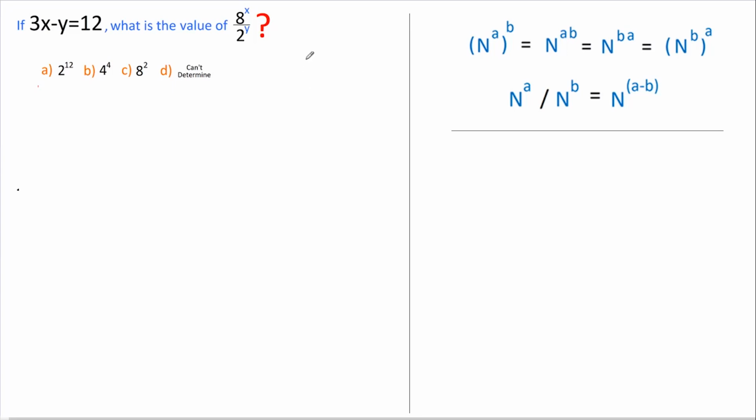Hi, welcome back. Today we're going to have a go at this question. It's said to be a hard SAT question, but I'd love to know what you think. Okay, let's give it a go.